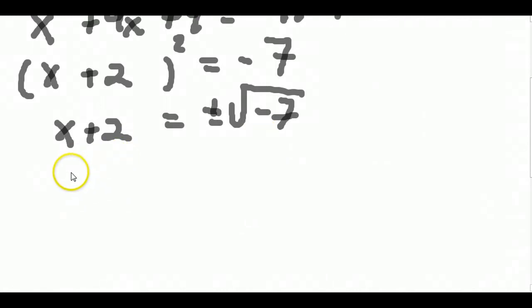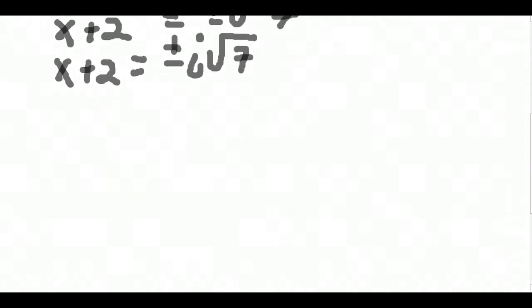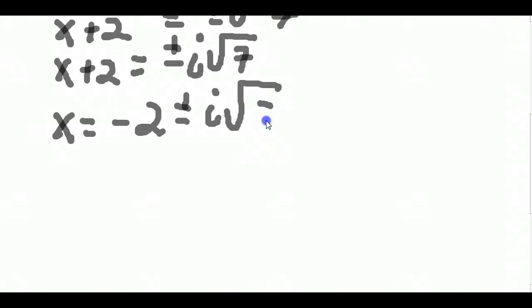Okay, and how do we deal with that? Well, we have x plus 2, and we pull out that negative 1, it becomes an i. X plus 2 equals plus or minus i square root 7. And then we have to move that 2 over, so we have x equals negative 2 plus or minus i square root 7. It's under the radical, it's 7 now because you pulled out the i. You pulled out the negative 1, and when you take the square root of negative 1, it's the imaginary number i.